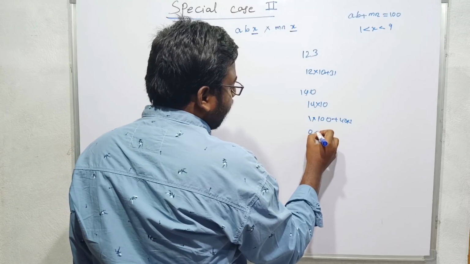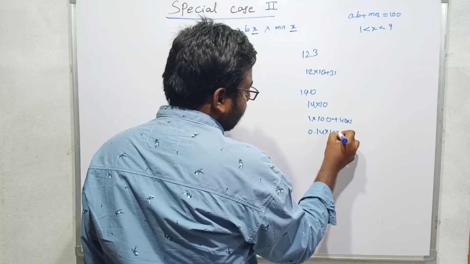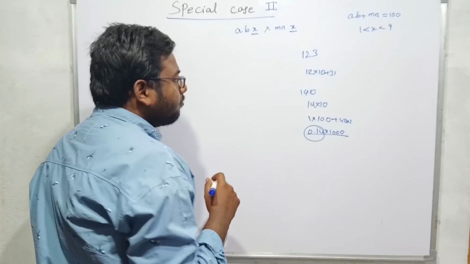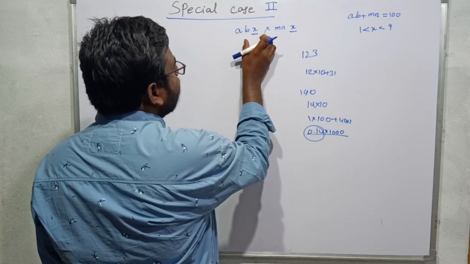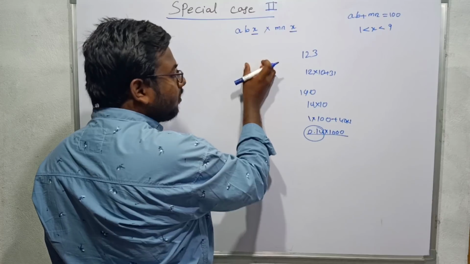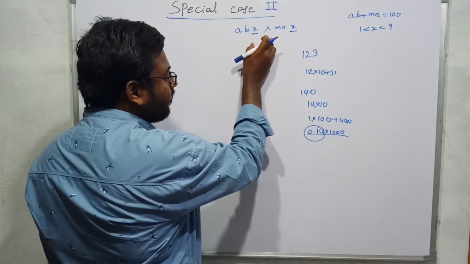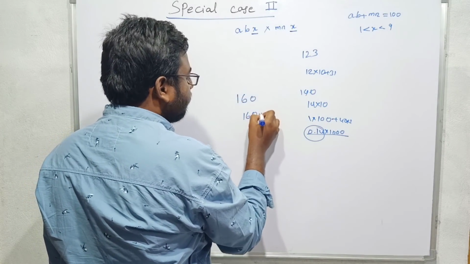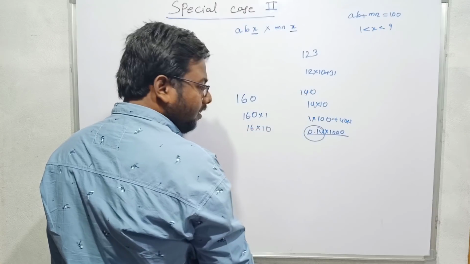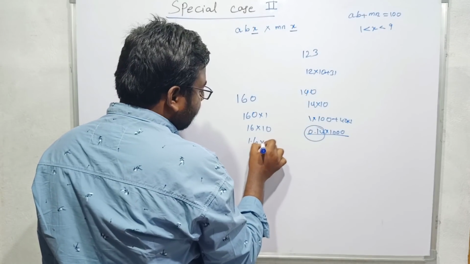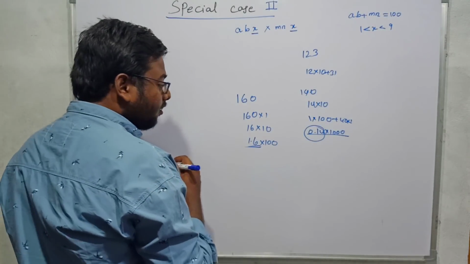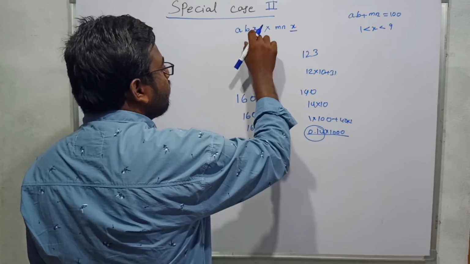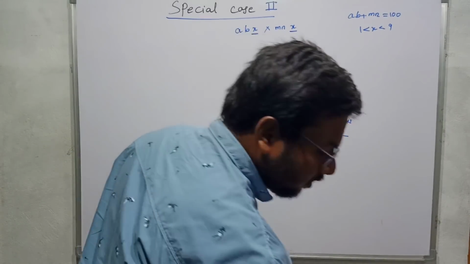For example, this will be 0.14 into 1000. I can write like this, but 0.14 is not a natural number. So if I am taking 2 digits, I can't make it 1 digit. For example, if 160 is there, I can write this as 160 ones and 16 tens, but I can't write this as a product of 100 and a natural number. So this is the main thing obstructing this. So this will be a strictly single digit number.